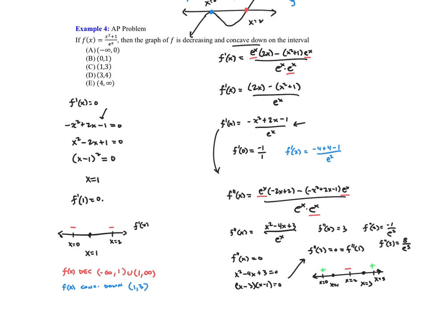So if I overlap these two intervals, negative infinity to 1 and 1 to infinity, with 1 to 3, I actually end up just getting the interval from 1 to 3, where the function is both decreasing and concave down. All right, guys, hope that made sense.